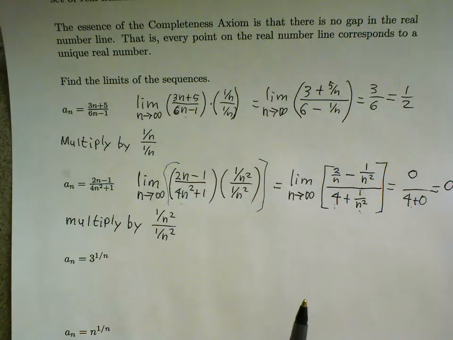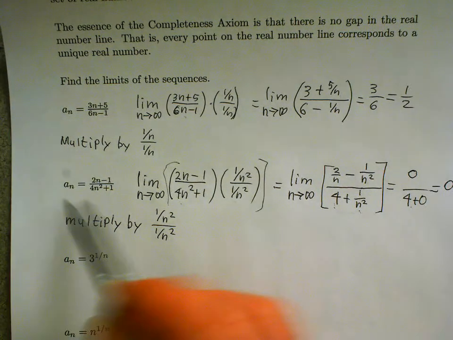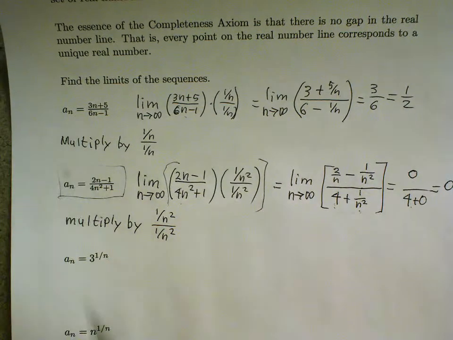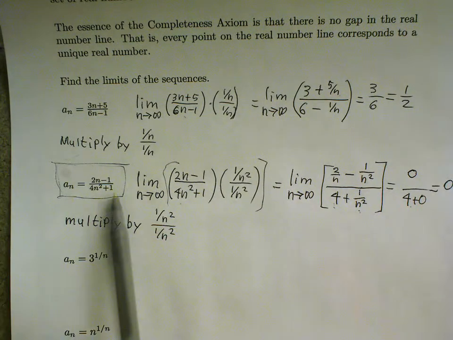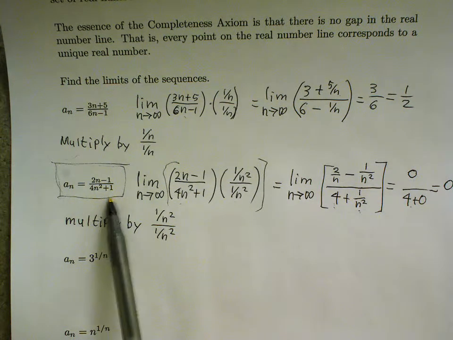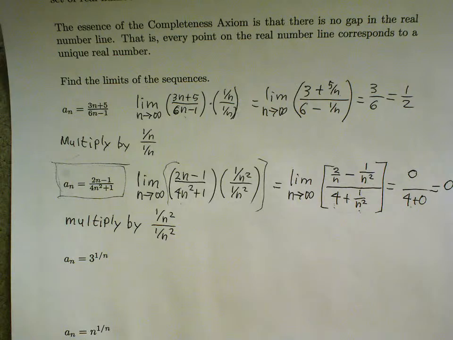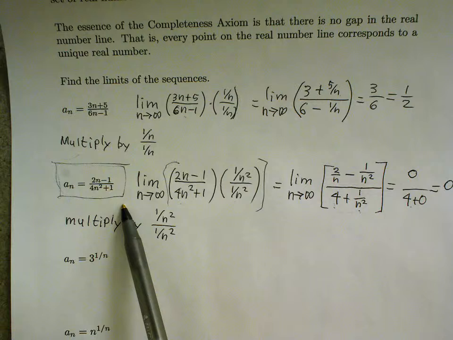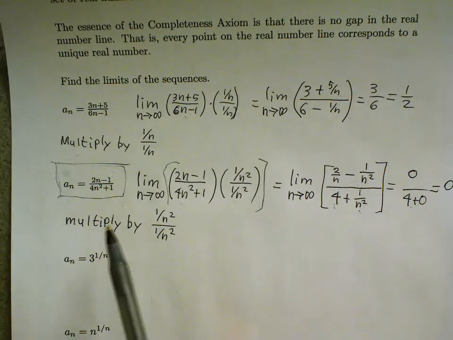Another possibility, using one of our theorems that we talked about, if we define a function f of x to be 2x minus 1 over 4x squared plus 1, and then compute the limit of that function f of x as x approaches infinity, we would get infinity divided by infinity. Remember what you do in Calculus 1? Use L'Hopital's rule, and then you can compute the limit that way.